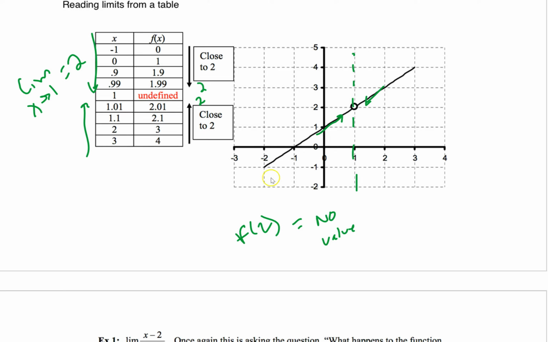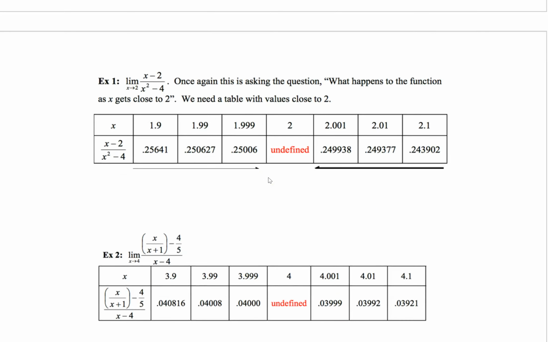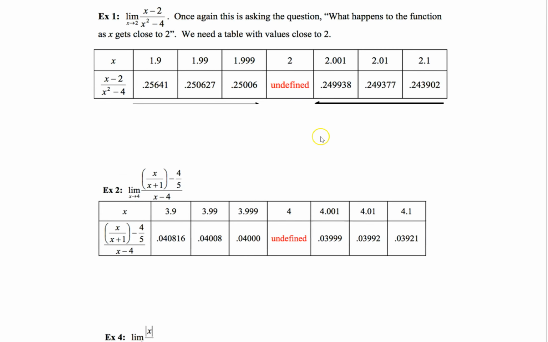Let's do a few more of these real quick. Let's look at this one. The limit of x minus 2 over x squared minus 4 as x approaches 2. Again, all we have to do is look at both sides. As I get close from below, as I get close to 2, what's my graph doing? Look at 0.2506, 0.25006. Looks like it's going to 0.25.